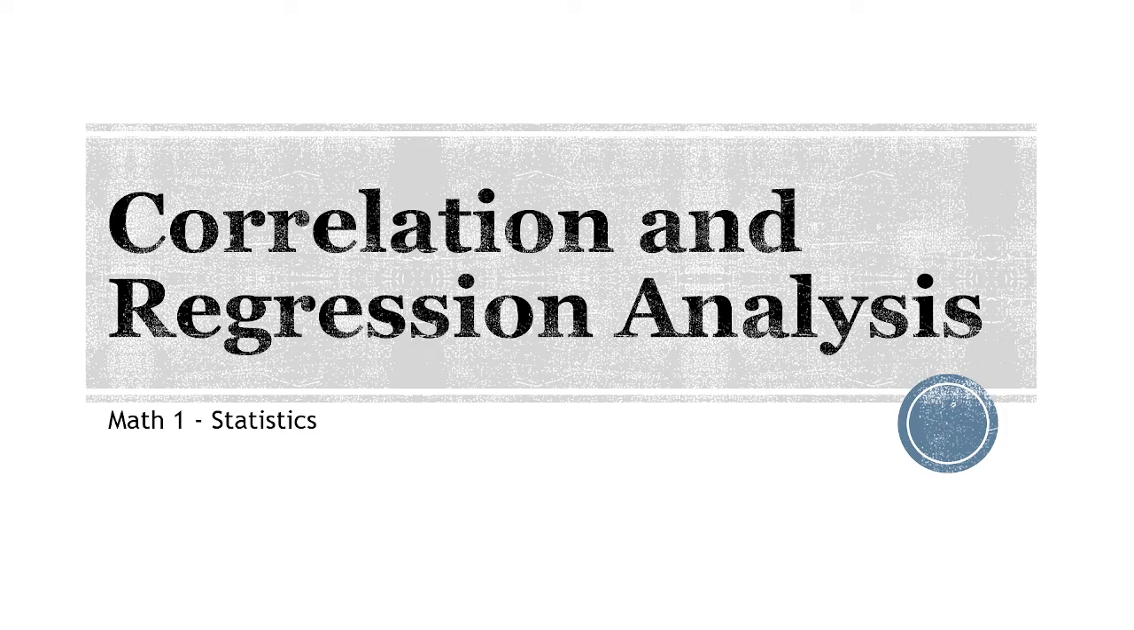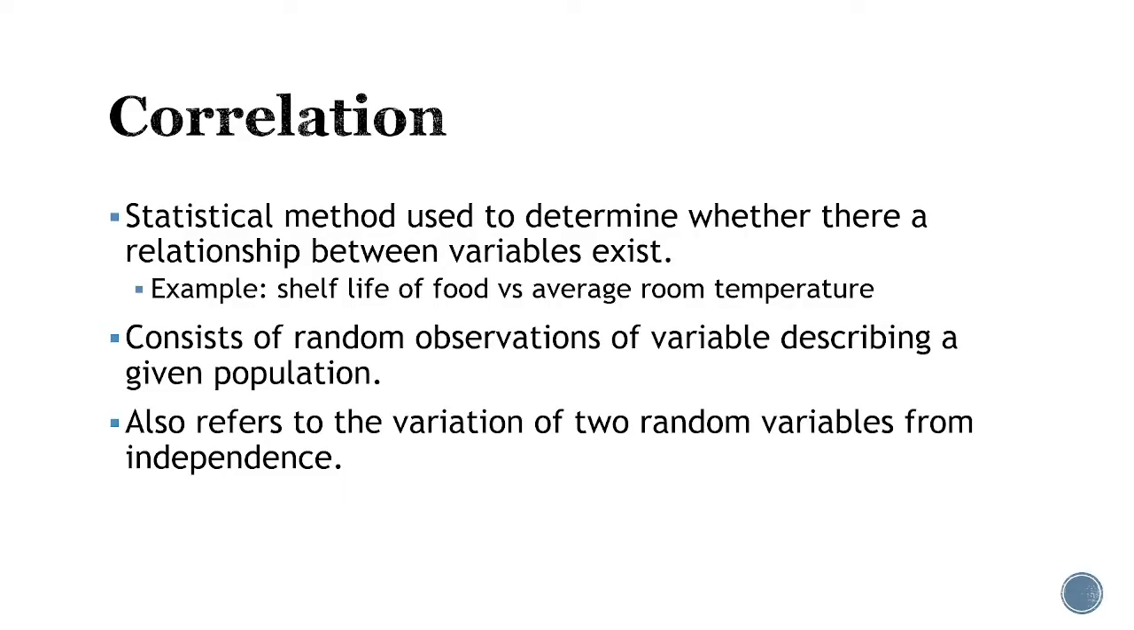And by correlation and regression analysis, let's first define correlation and regression. So by correlation, this is actually a statistical method. Some think of it as a model, but for our class, we will treat it as a statistical method used to determine whether there are relationships between variables.